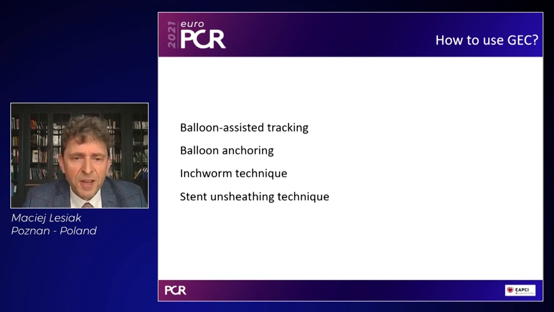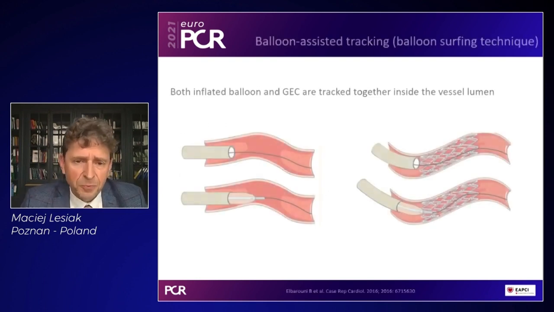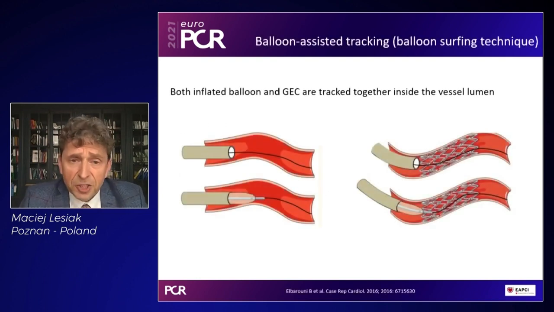So there are a couple of tips and tricks on how to use this guide extension catheter, like balloon assisted tracking, balloon anchoring, an inchworm technique, or stent and sheathing technique, which you do once you get your stent to the target lesion.